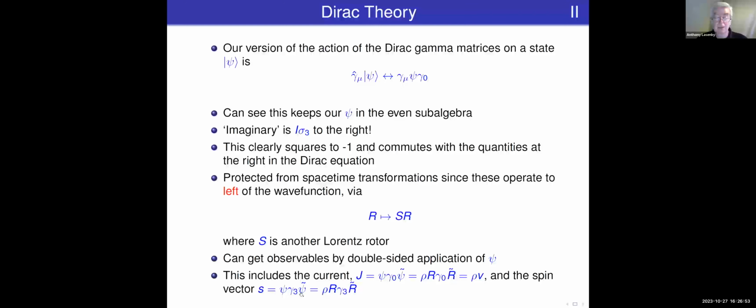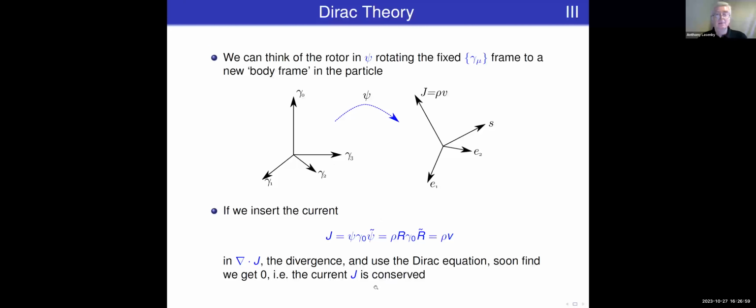And the spin vector is psi gamma 3 psi reverse, and again that goes to rho R gamma 3 R reverse. And the picture this leads to, and of course this then sets one's mind thinking about possible interpretations of quantum mechanics, we can think of the rotor in psi rotating the fixed gamma mu frame, shown here, to a new body frame in the particle, where J equals rho v is the current, and v the particle velocity, S is a spin vector, and this E1 and E2, which are results of rotating gamma 1 and gamma 2, they're basically showing you the phase because you rotate round between them with I sigma 3.